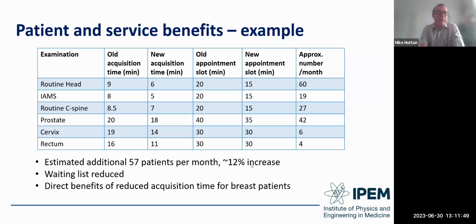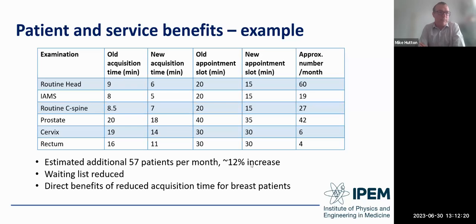So this is showing those protocols, the old acquisition time, the new acquisition time after CSNs had been applied wherever it could be, and then any adjustments in the appointment slot times as well. And you can see that in some cases, but not all, we've managed to shave off 5 minutes from the appointment slot time. And the net effect of this plus subsequent optimization work on some additional protocols has been an estimated additional 57 patients per month across this service, so about a 12% increase in throughput.